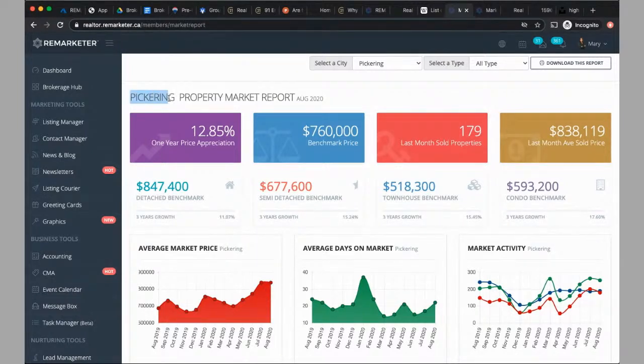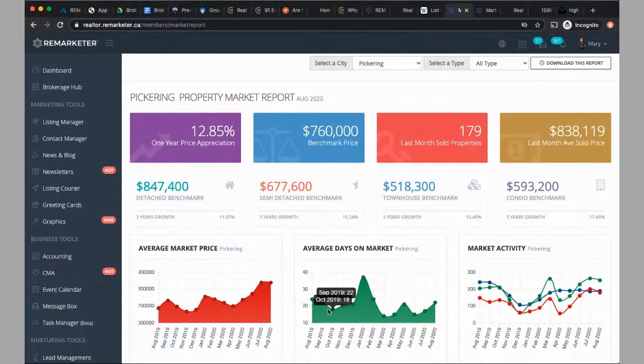So you can see how things have shifted since last year for the same area. For example, here in Pickering, you can see that the market has significantly grown in terms of the one year price appreciation when looking at average sold price. So we were at $686,000 there. Now we're at $838,000. So the average price has grown by about 20% right here. However, our benchmark price indicates less than that.